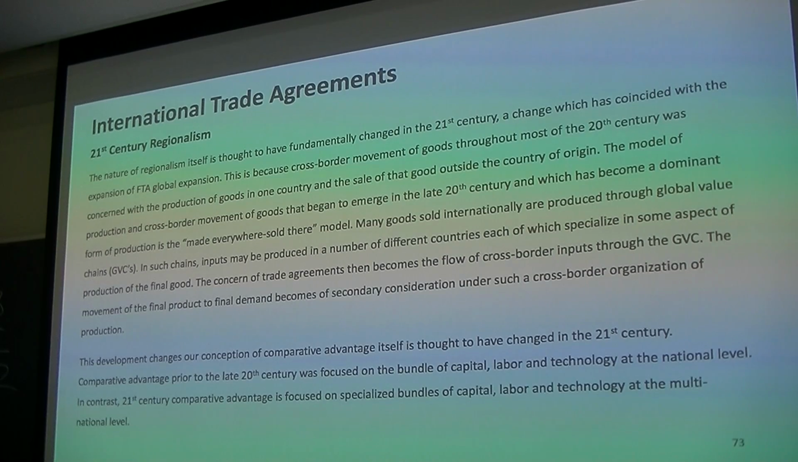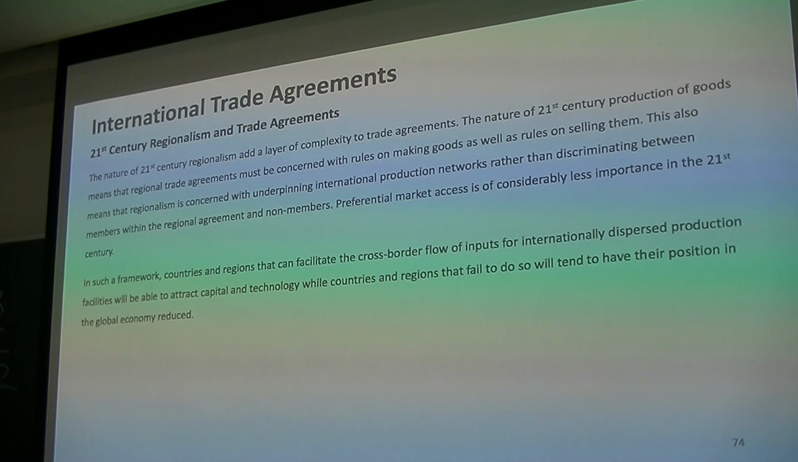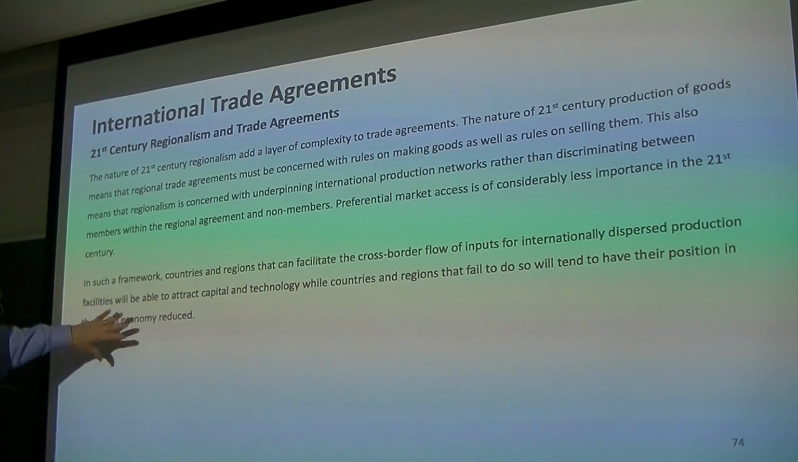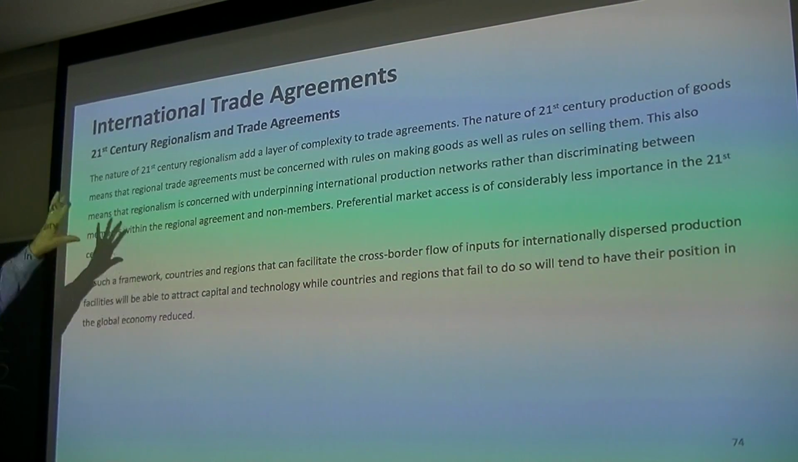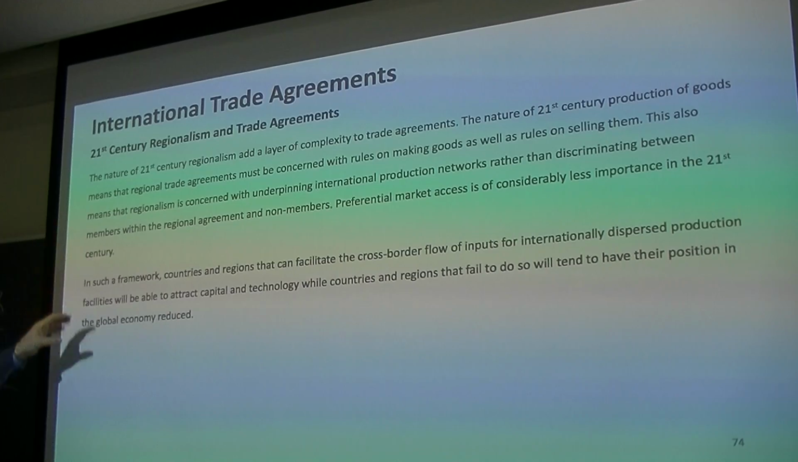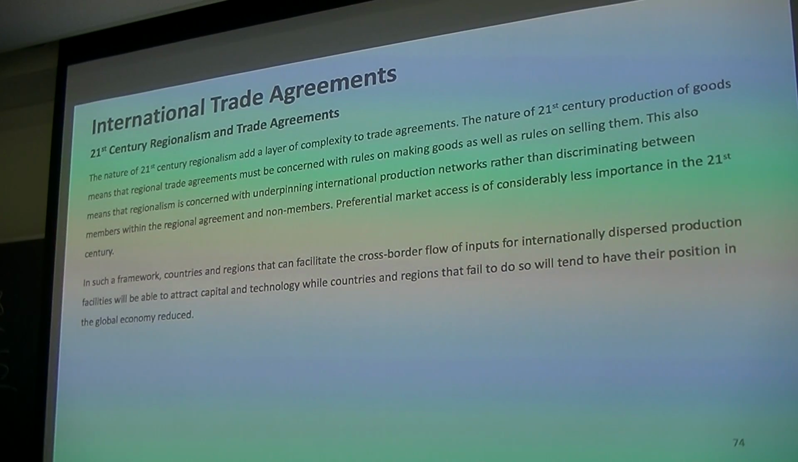However you feel about Mr. Trump being President of the United States, there's no question that the fact that people have been left behind is an important factor in his election. So we've talked about this regionalism. You've seen this kind of emergence of cross-flow of inputs.